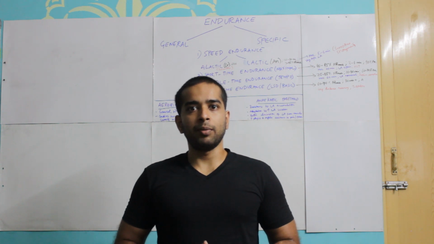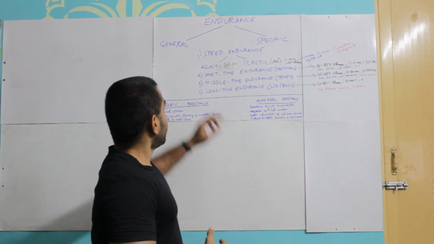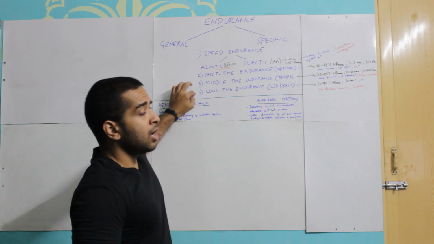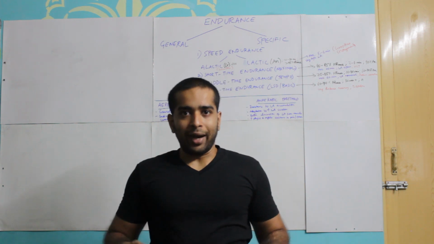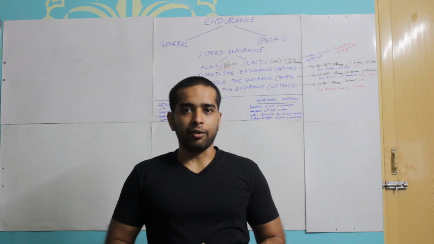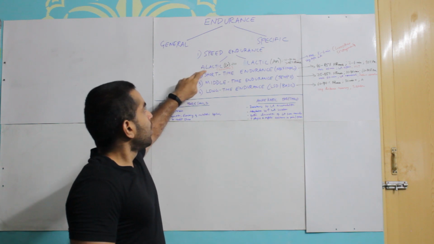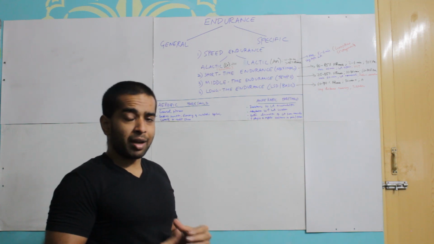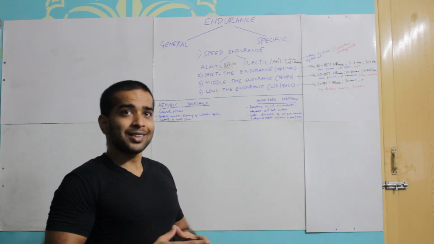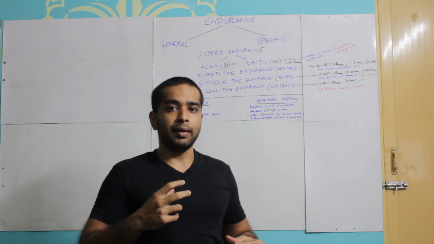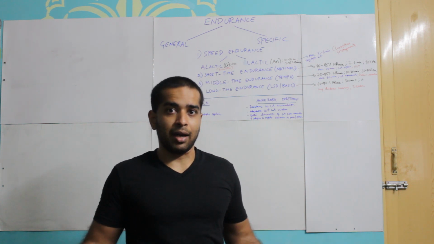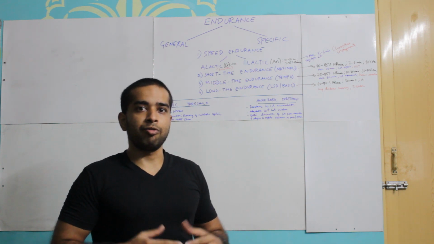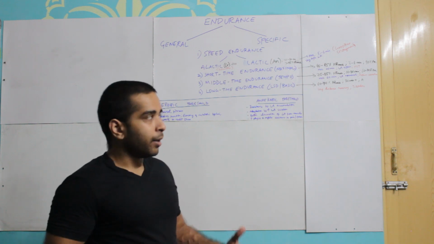Endurance training can be further broken down into four categories. They are speed endurance, short time endurance, middle time endurance, and long time endurance. When we talk about speed endurance, there are two categories: alactic and lactic speed endurance. Alactic speed endurance is when you are doing a load for a short period of time at extremely high intensities. You're not necessarily concerned about the heart rate relative to your maximal heart rate, but the main goal of training for alactic speed endurance is to improve maximal velocity or speed.